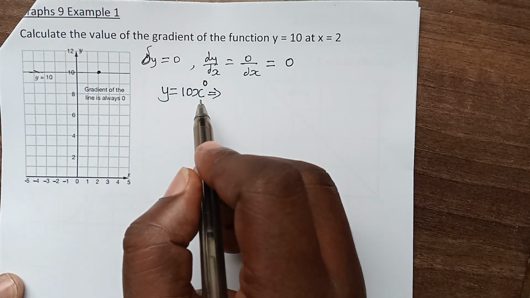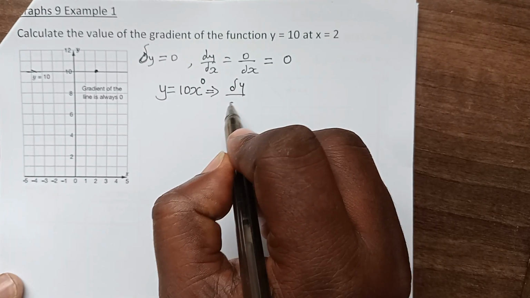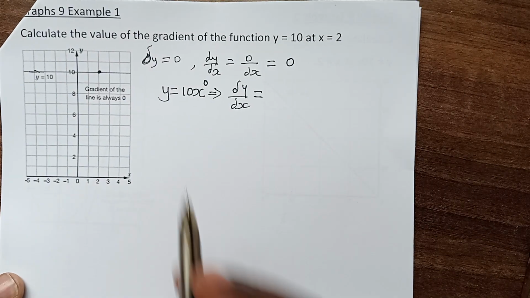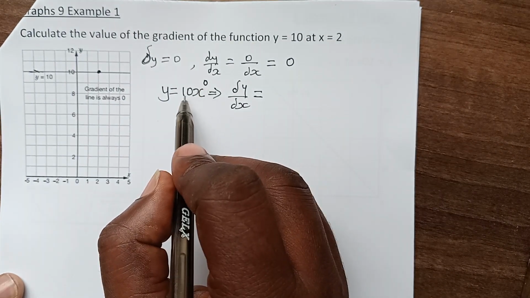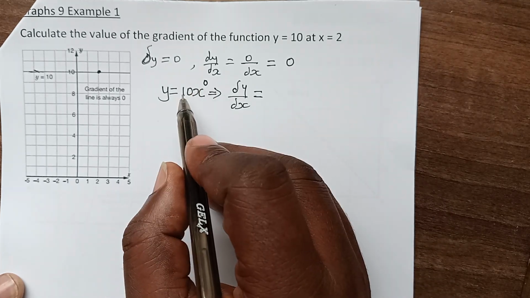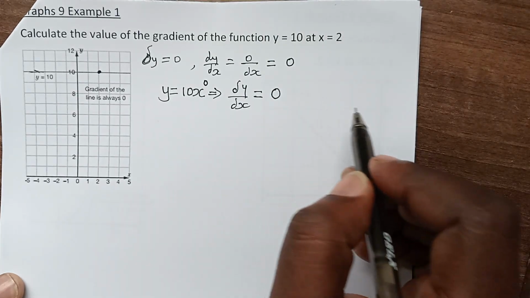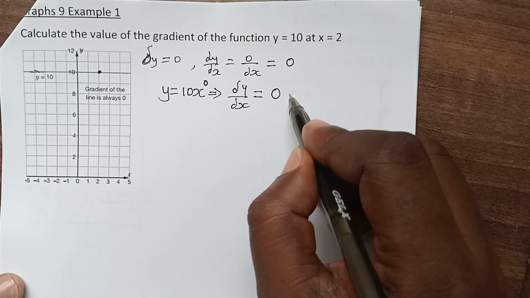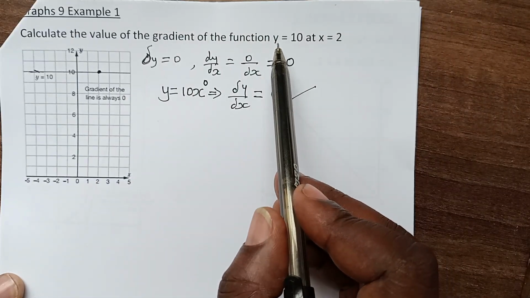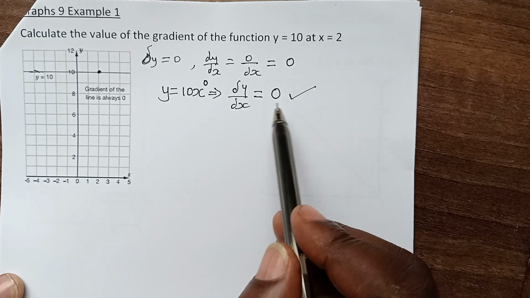But the reason why we have introduced x is because we have to talk about the change in y over the change in x. And as we know, the original index becomes a coefficient or a multiplier. It multiplies out. 0 times 10 is 0. 0 multiplied by anything remains 0. And that is why, and that is how the gradient of the equation y is equals to 10 at x is equals to 2 is always 0.